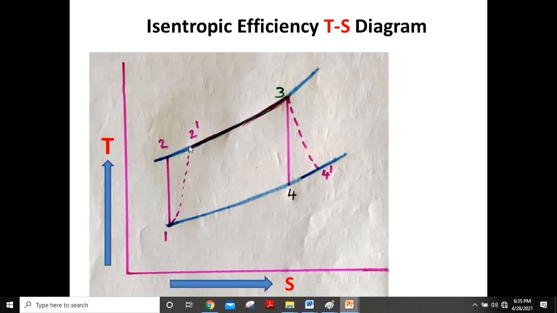More means that T2 dash minus T1 is more than T2 minus T1. Actual compression deviates from here. This is isentropic compression, T2 T1. T2 dash T1 is actual compression. Similarly, isentropic expansion is T3 T4, but it deviates to T4 dash, the actual expansion, T3 T4 dash.